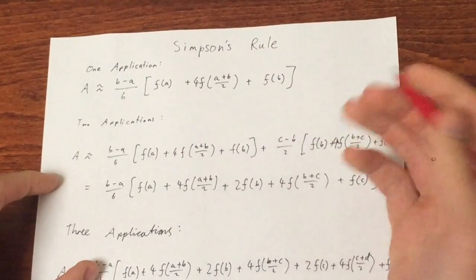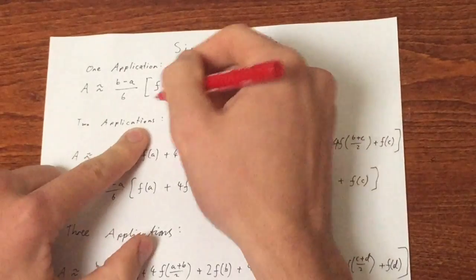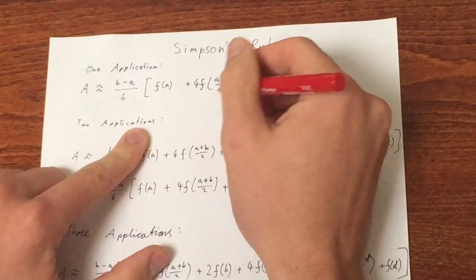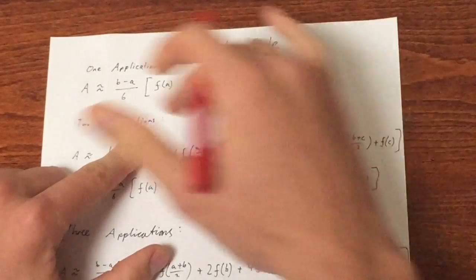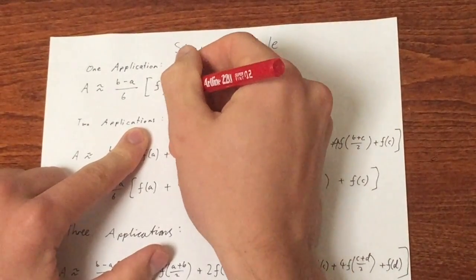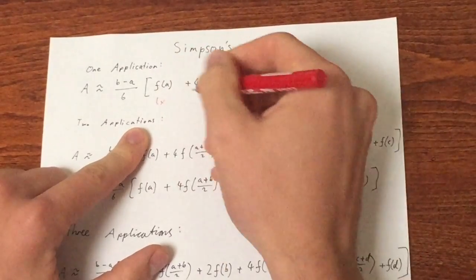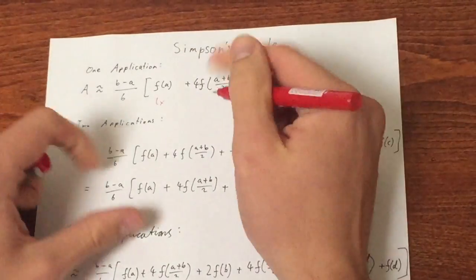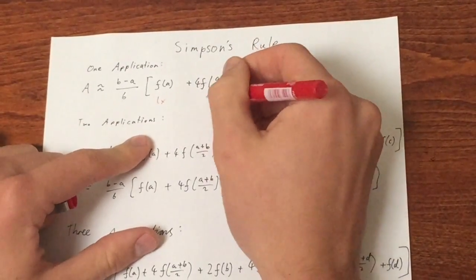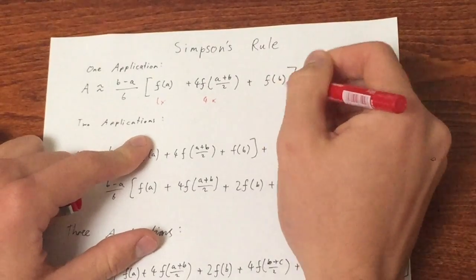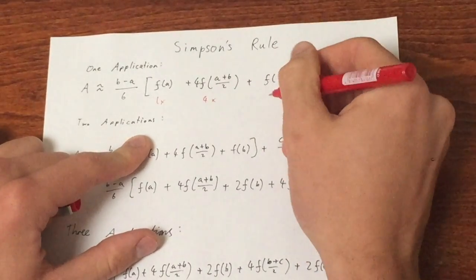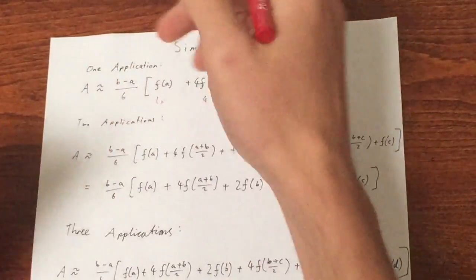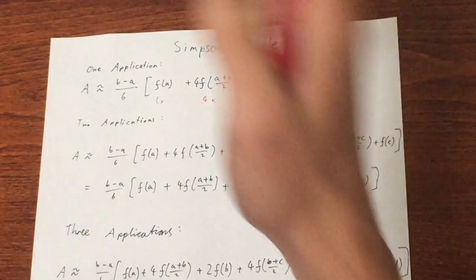A lot of complicated jargon, but what it actually means is you take the value furthest left of the subinterval. This is two subintervals, so the whole interval. You take the value furthest to the left, you multiply that by 1. You take the midpoint across the whole interval, find the y value there, multiply that by 4, and then you find the y value at the right end of the interval and multiply that by 1. Add them all up, multiply it by the entire x distance of the interval divided by 6.